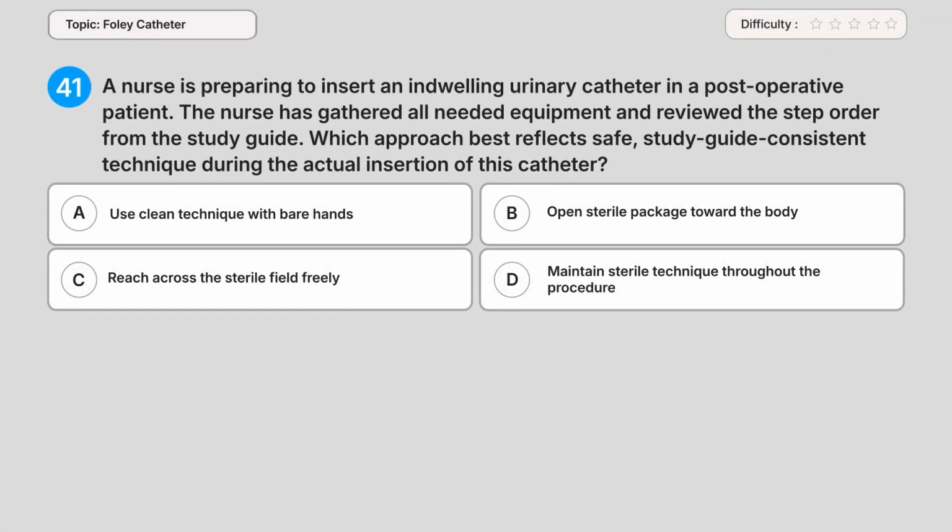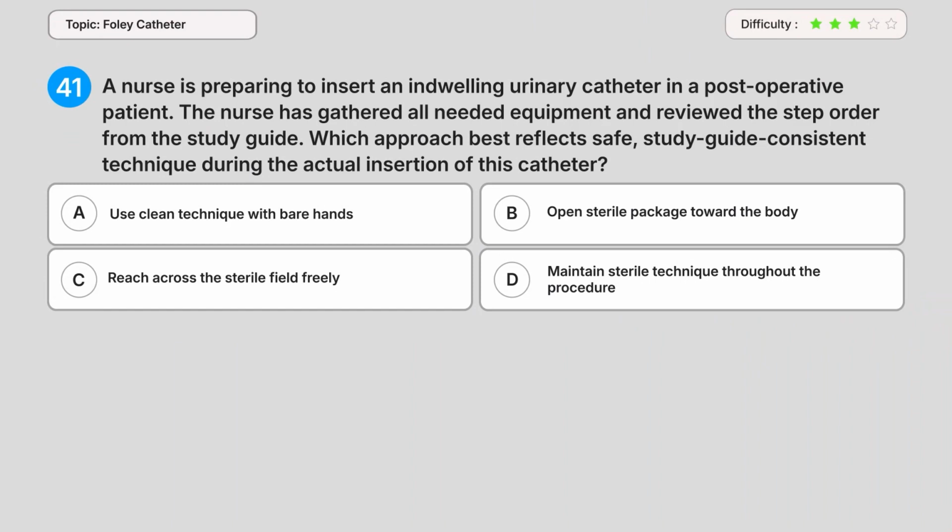Question 41. A nurse is preparing to insert an indwelling urinary catheter in a post-operative patient. The nurse has gathered all needed equipment and reviewed the step order from the study guide. Which approach best reflects safe, study guide consistent technique during the actual insertion of this catheter?